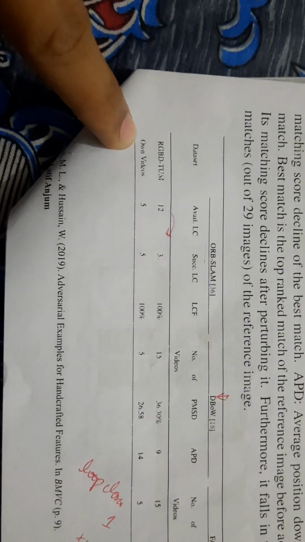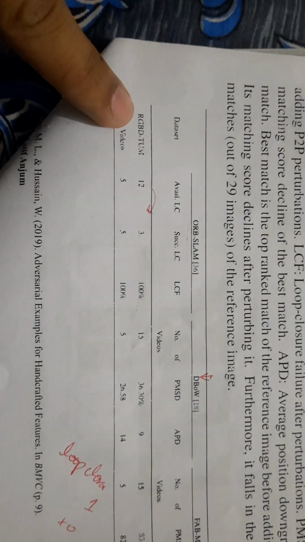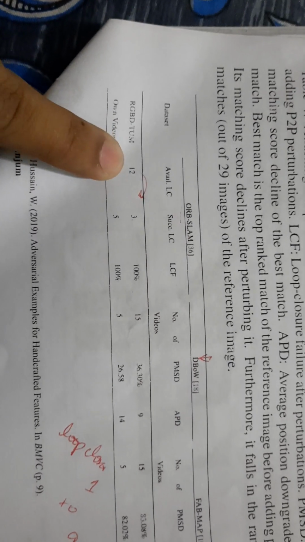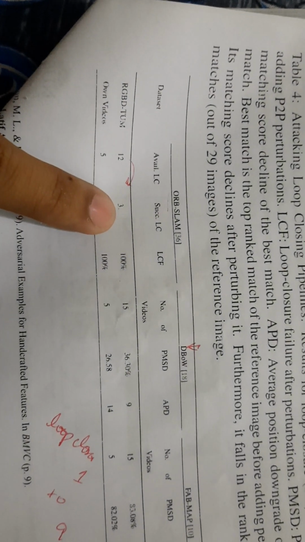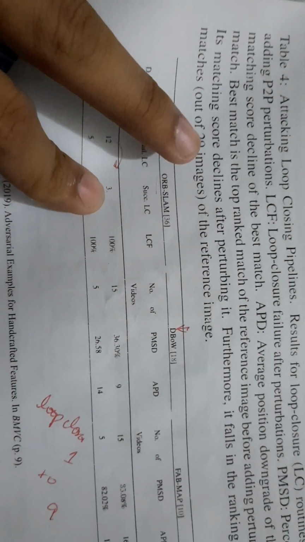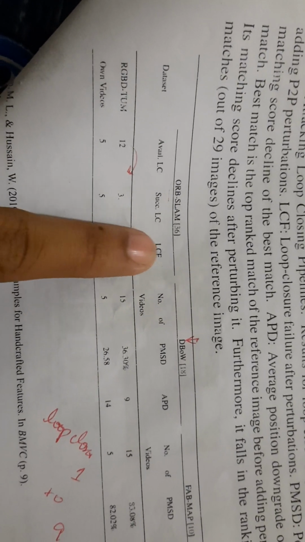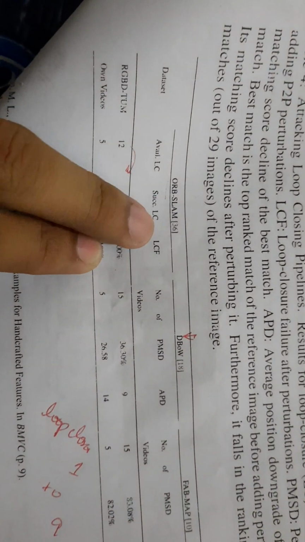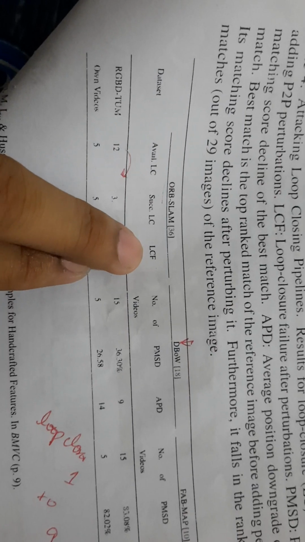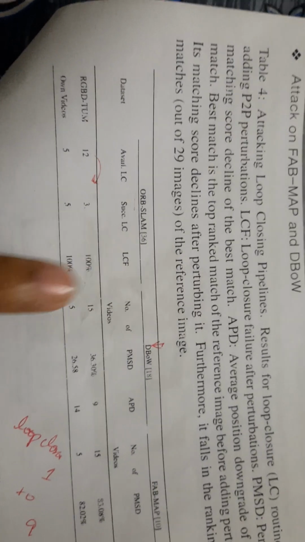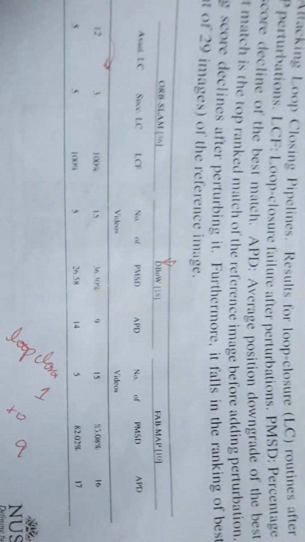One they have made their own, and secondly the RGB-D TUM dataset. It had 12 loop closures and 3 were detected by ORB-SLAM before addition of adversarial noise. But after adding the noise, 100% loop closure failure happened. So the adversarial attacks were so strong that they were able to deceive ORB-SLAM. Similarly, it deceived bag of words and FAB-MAP.